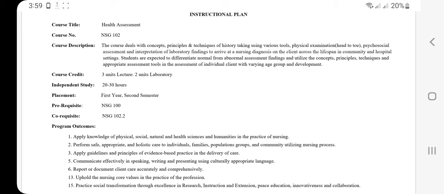So the course description. This course deals with the concepts, principles, and techniques of history taking using various tools, physical assessment or physical examination or your head-to-toe assessment, psychosocial assessment and interpretation of laboratory findings to arrive at a nursing diagnosis on the client across the lifespan in community and hospital settings. The students are expected to differentiate normal from abnormal assessment findings and utilize the concepts, principles, techniques, and appropriate assessment tools in the assessment of individual client with varying age group and development.